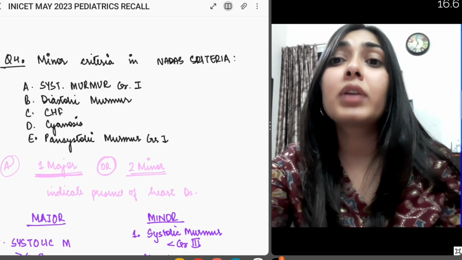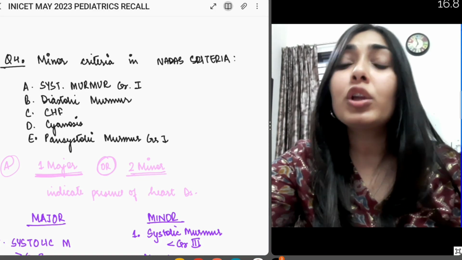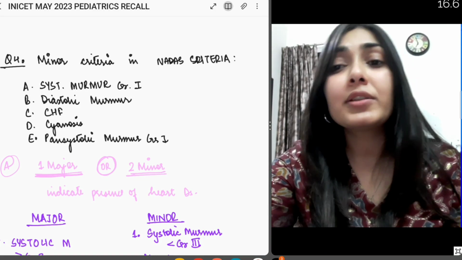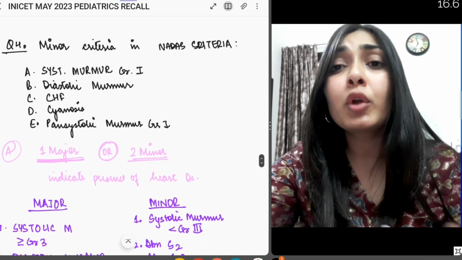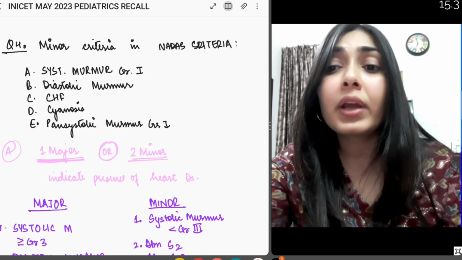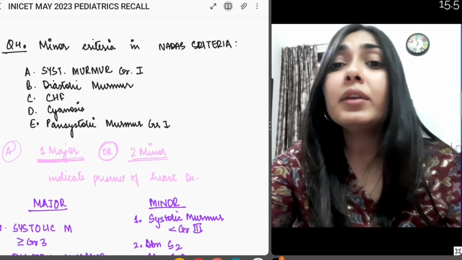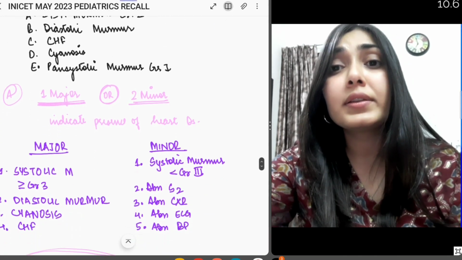They asked about the minor criteria, and the options are somewhat like this: systolic murmur grade 1, diastolic murmur, CHF, cyanosis, pansystolic murmur grade 1. So coming on to the NADA's criteria, it has major criteria and minor criteria, and 1 major or 2 minor indicate the presence of heart disease.